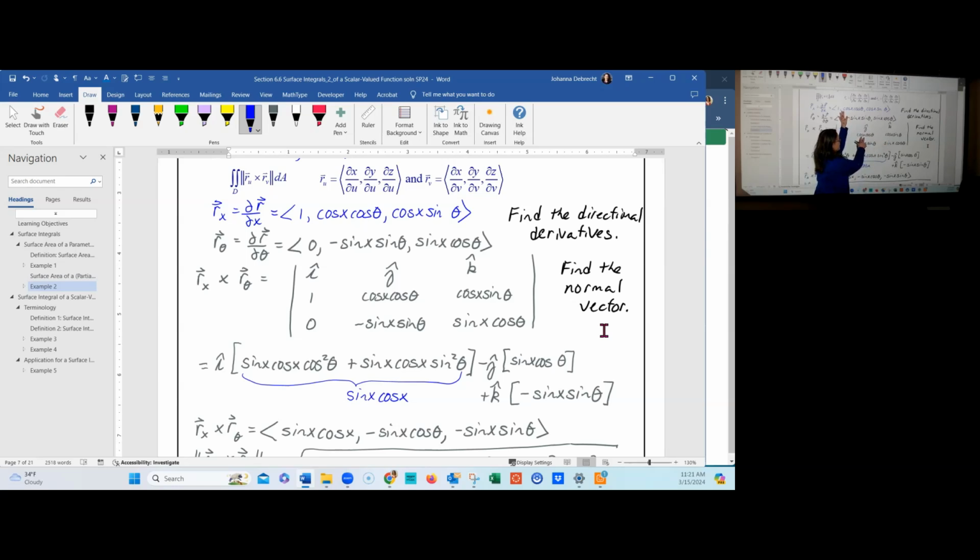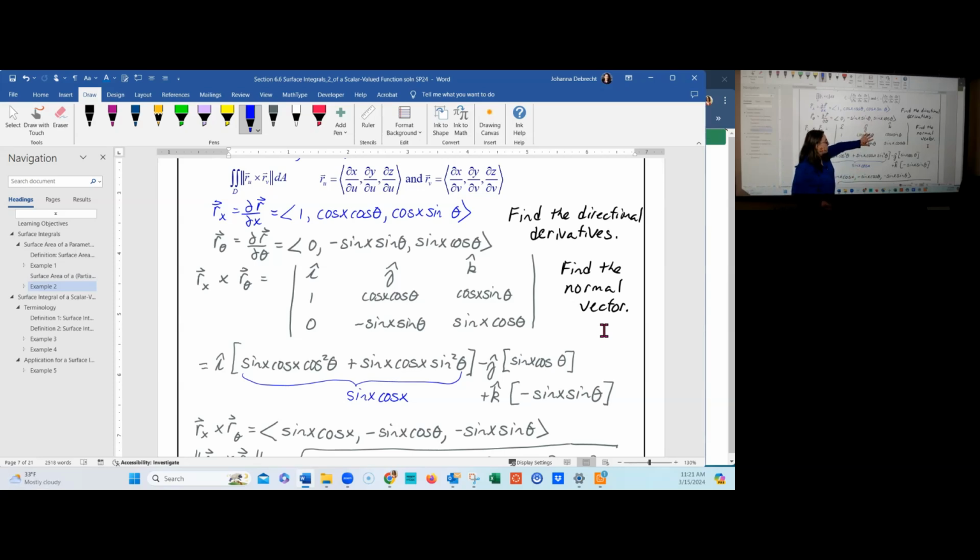items. So I get cosine x sine x cosine squared of theta minus a negative sine x cosine x sine squared of theta. Now both of these have a sine x cosine x factor, and when I factor it out, I get cosine squared theta plus sine squared theta, which is 1. So multiplied by the i hat, I end up with sine x cosine theta.